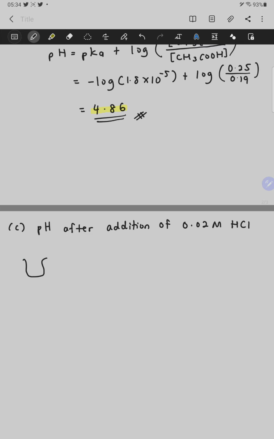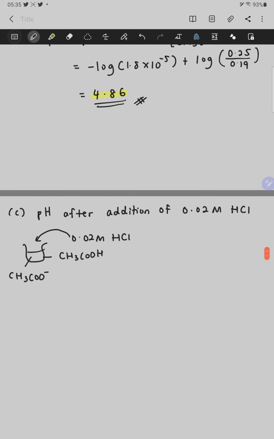So this is your buffer right now. So inside the buffer, kita ada weak acid dan kita juga ada conjugate base CH3COO- yang coming from the salt dissociation. And then sekarang ni you nak add 0.02 molar HCl dalam buffer. Okay, so what will be the new pH after addition of 0.02 molar HCl? Dan kita tahu nanti akan hanya ada slightly changes sahaja, right, untuk pH buffer.